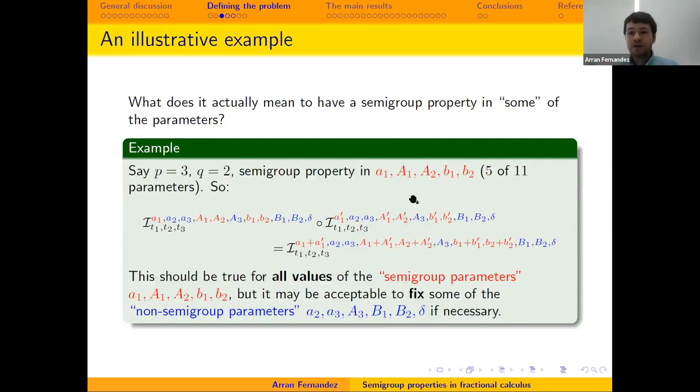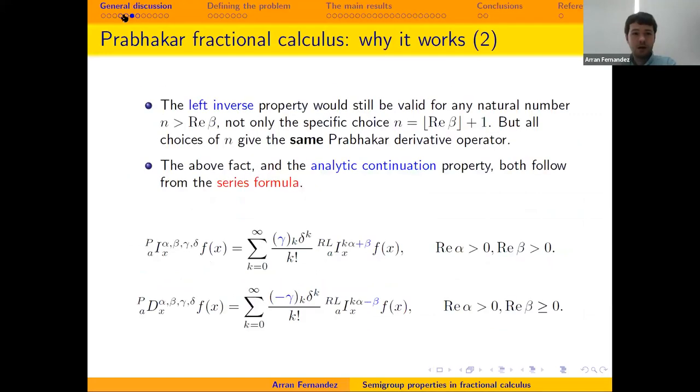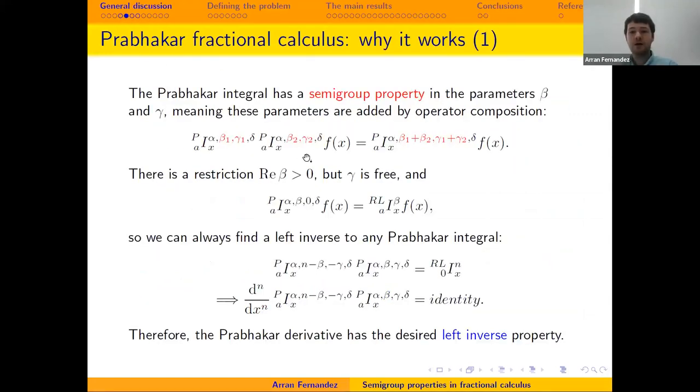Okay? So something very important that I'm doing in this talk is color coding. So red is for semigroup, blue is for not semigroup. So every parameter now I'm giving a color. When you see one in red, we should have semigroup property in that. When you see one in blue, we should not have semigroup property. So let's just jump back to Prabhakar. You remember the semigroup property for Prabhakar. We have semigroup in beta and gamma, not in alpha and delta. So these beta and gamma are in red. When you put together, you fix alpha and delta, you put different values of beta, different values of gamma, and you add them together by composition.